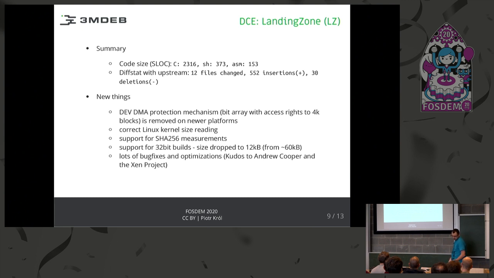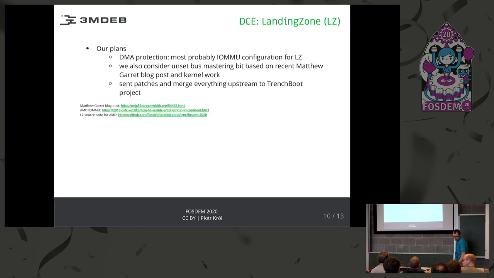And there were many improvements since the last presentation, and we would like to thank Andrew Cooper and the Xen Project for supporting us in improving. We added SHA-256 measurements, so everything looks correct right now. And after implementing DMA protection, we should be good to go and provide that to distributions. Okay, this is about DMA.